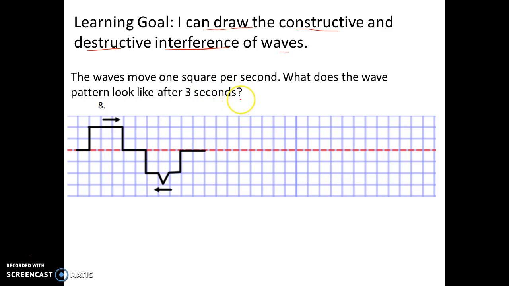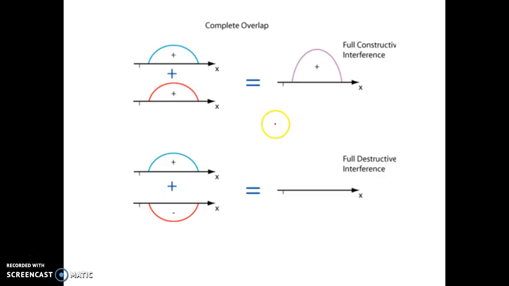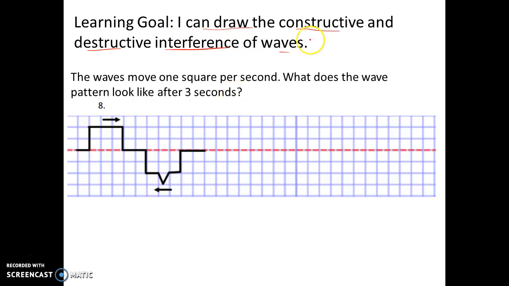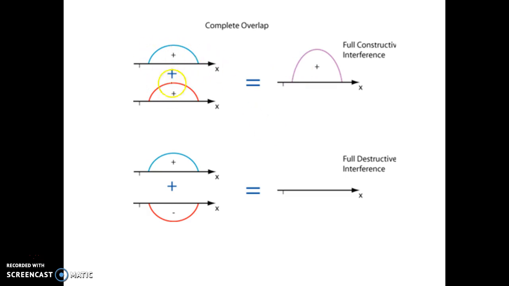So let's just talk again briefly about what constructive and destructive interference are. What does that mean? When two waves are on the same side of the equilibrium position, we can think of them as positive numbers. So this is +1 and +1. Let's say it has an amplitude of +1. When those two waves overlap in the same position, their amplitudes are going to add. So we're going to have an amplitude of +2.